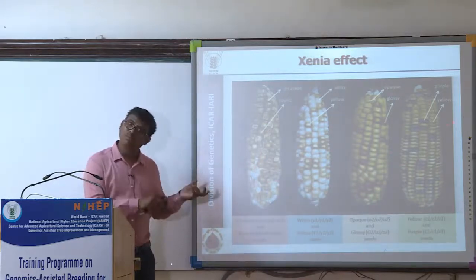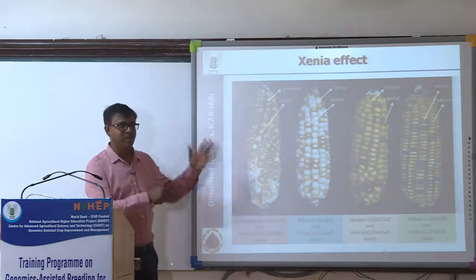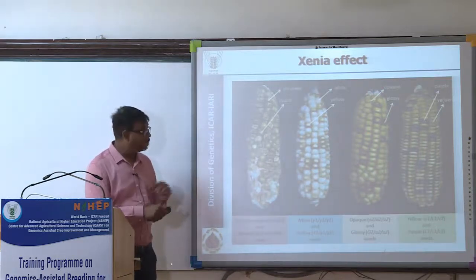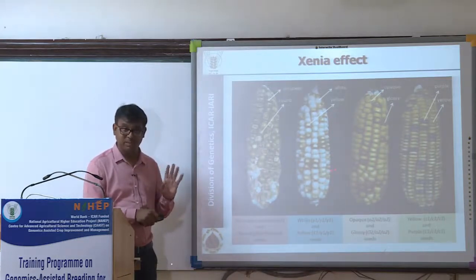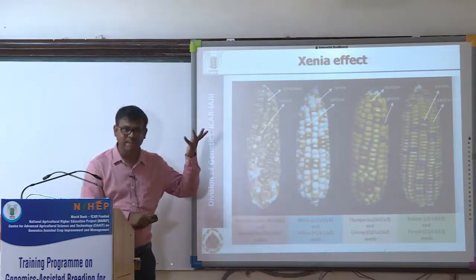But how Xenia works, you can also explain with this kind of cobs. It is not segregating in any 3:1, let me tell you, because it's a random pollen which has come, right?